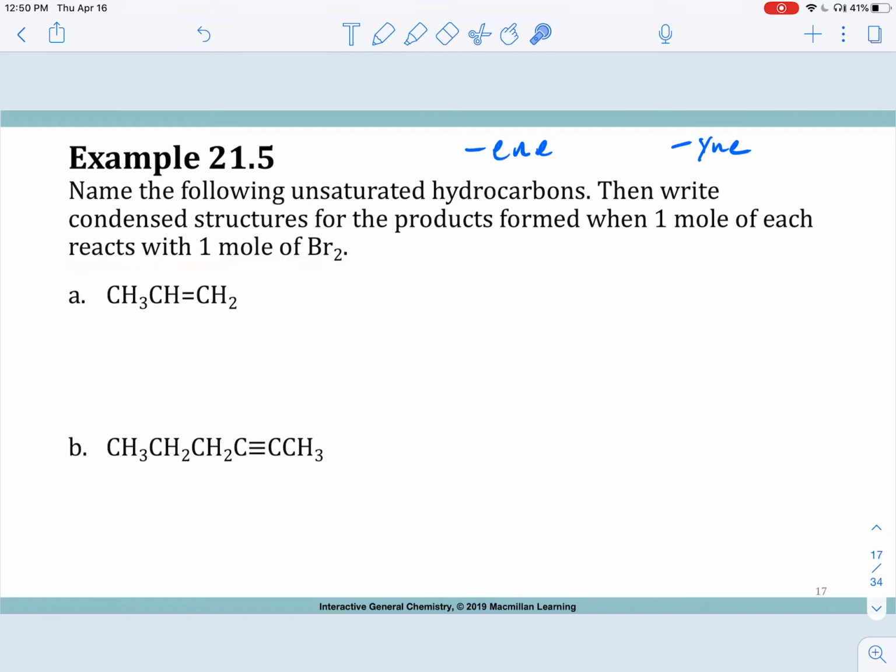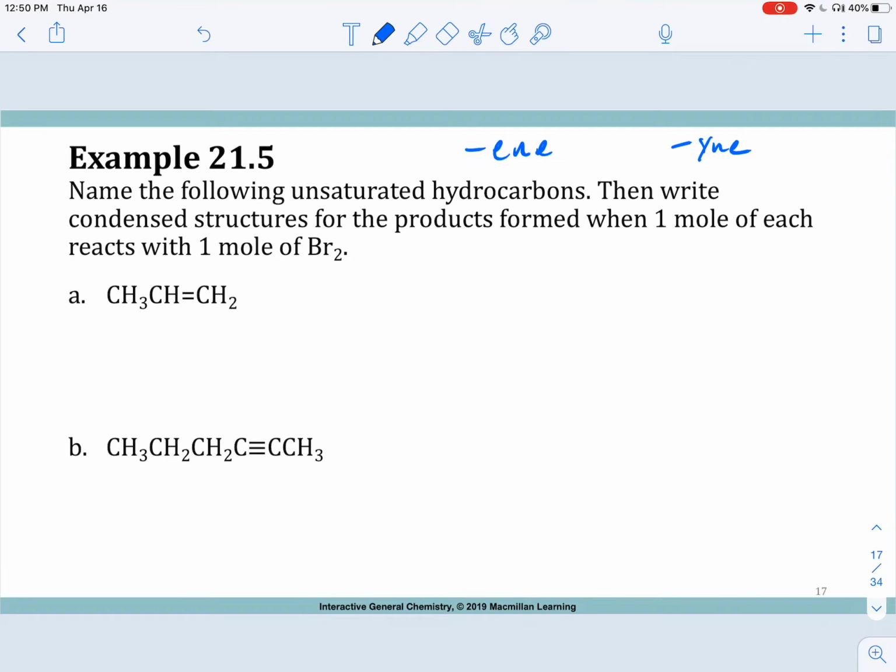So I'm going to give you guys a chance to pause here. Go ahead and pause this and try to work this out. First, work through the names, and then see what you can do to predict the condensed structures of the actual products that form. Okay, we are back. Let's check out the names first.